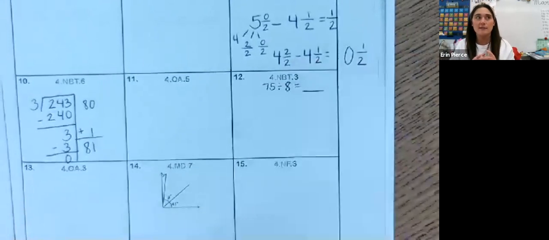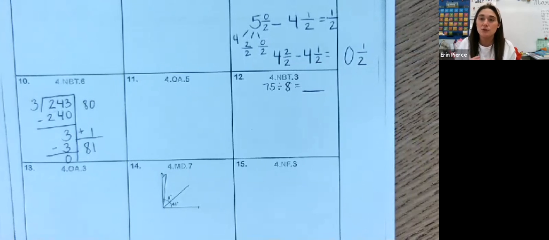So I can think of 8 times 1. Well, that's 8. 8 times 2, 16. 8 times 3 is 24. 8 times 4, 32. 8 times 5, that's 40. 8 times 6, that's 48. 8 times 7 is 56. 8 times 8, 64. 8 times 9 is 72.